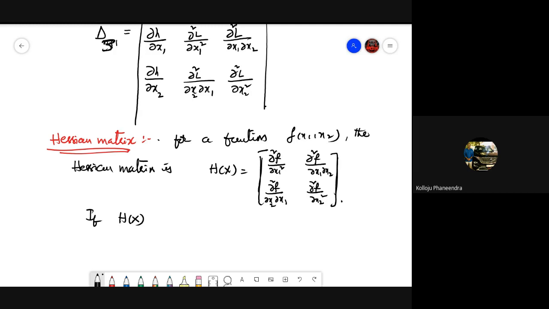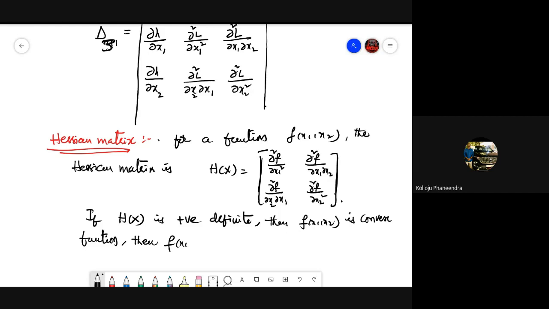If H of x, that is the matrix of all the second order partial derivatives, written term by term, is positive definite, then f of x1, x2 is a convex function. Then f of x1, x2 has a minimum value.